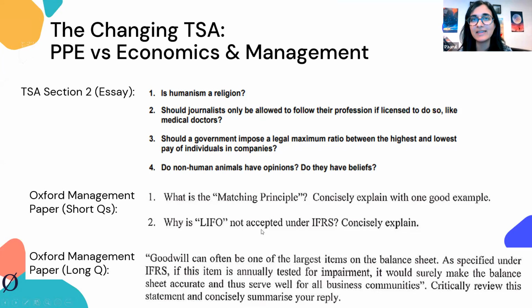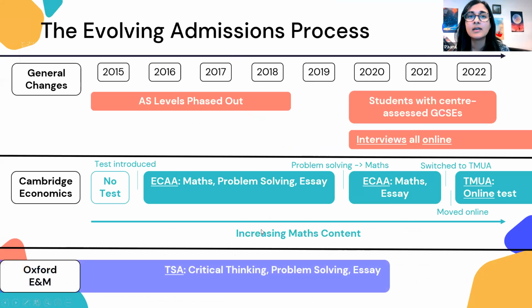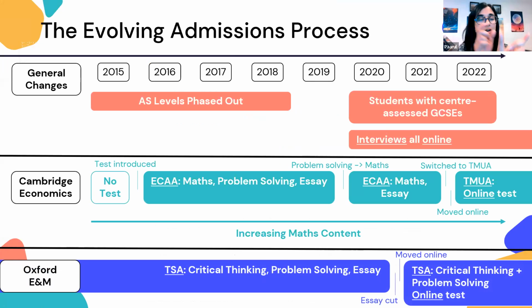So we're talking about the evolution of the admissions tests. The TSA used to consist of critical thinking, problem solving, and an essay, and it still does. But now, that's the online multiple choice section and the essay. So what happened recently? It's moved online, and the essay has been removed for economics and management applicants. And yeah, it's moved online.